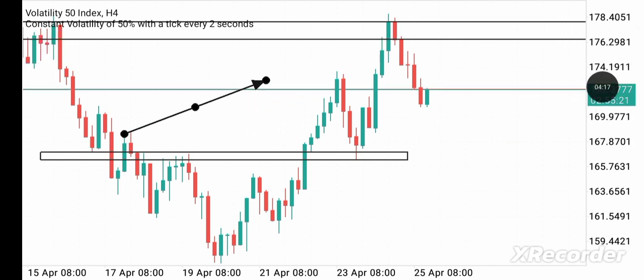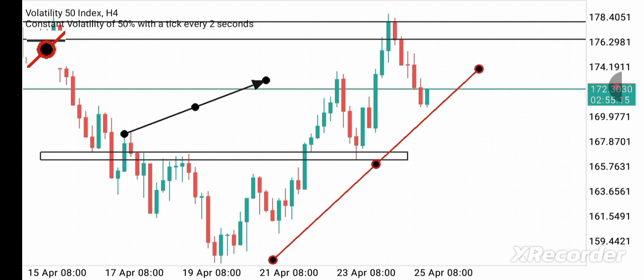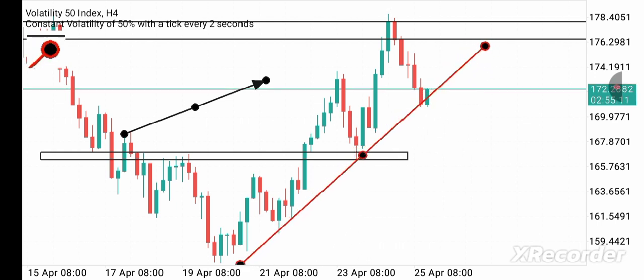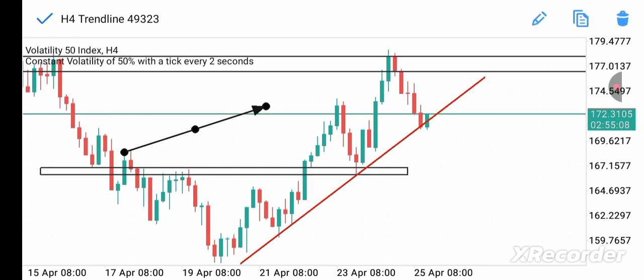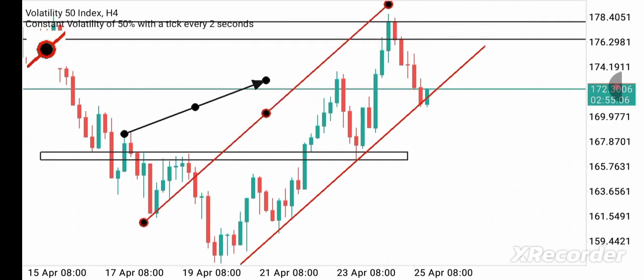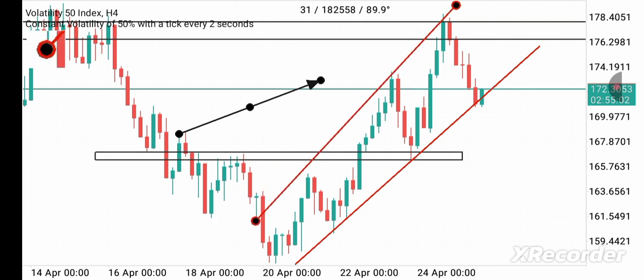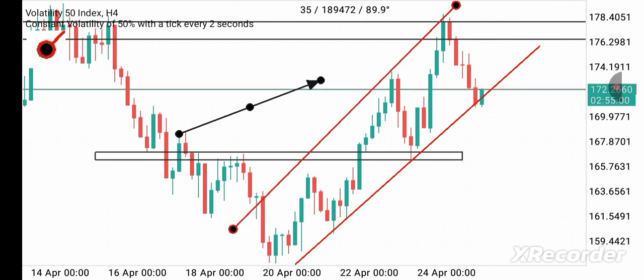Then as it is, we can easily put a trend line, just put a trend line to guide this movement. Let's put a trend line just like this, something like this, to guide this movement, guys. Then we can also put another one to mark out the resistance zone, something like this.